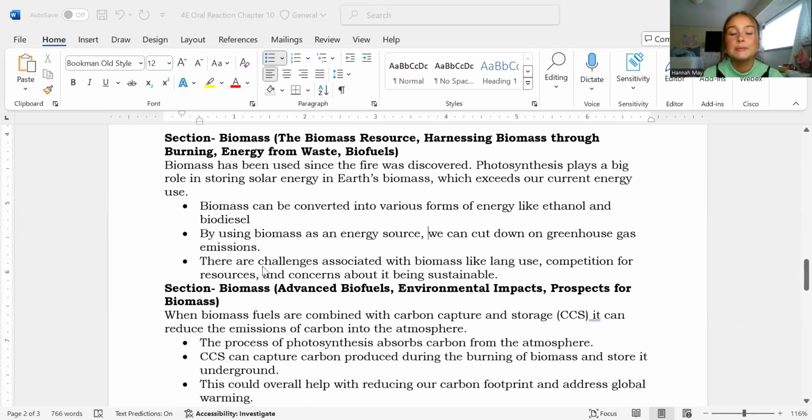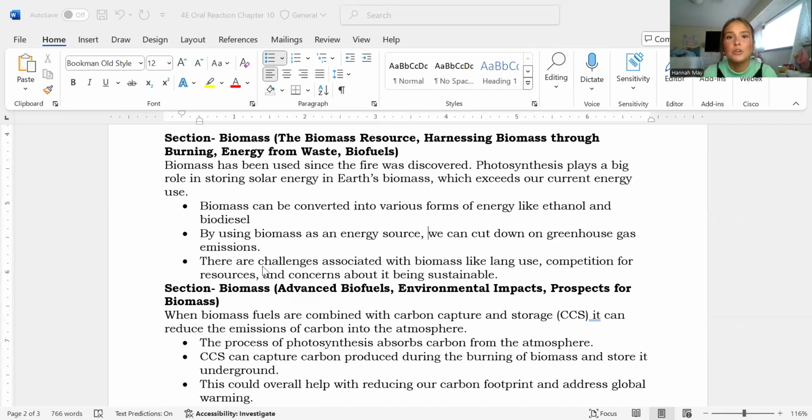This section is called biomass. And we talk about the first few subheadings again. This one just talks about how biomass has been used since fire was discovered, and photosynthesis actually plays a huge role in storing the solar energy in Earth's biomass. I didn't know, and we've learned about photosynthesis since we were in like fourth grade. But it really just exceeds our current energy use.